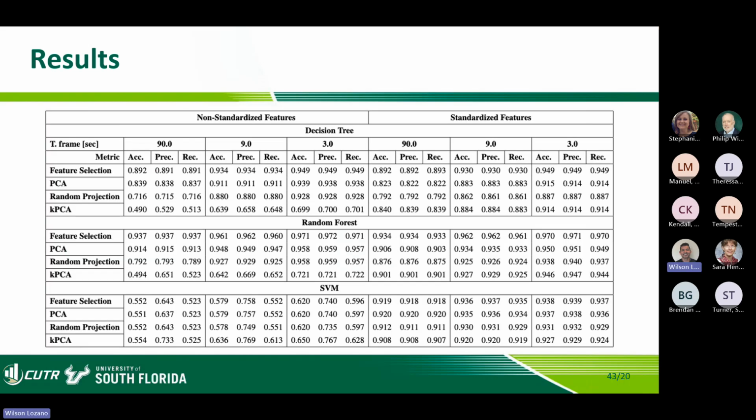This table summarizes three time frame windows: 90 seconds, 9 seconds, and 3 seconds. These are not all, because there are 21, so we don't have them all. On the right side, we have the results for standardized features. On the left side, we have the results for non-standardized features. Each block shows, for each classifier, starting with decision tree, each one of the feature selection or dimensionality reduction techniques.